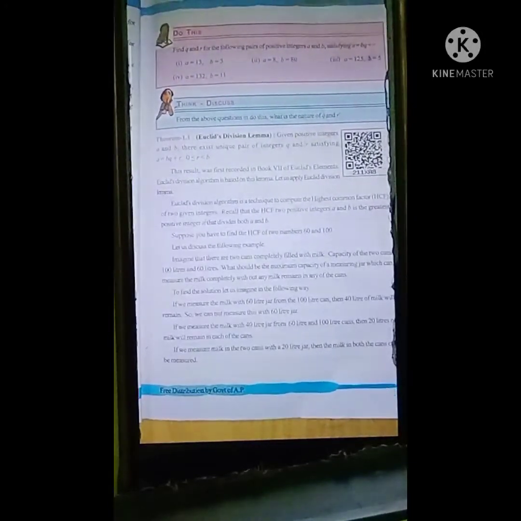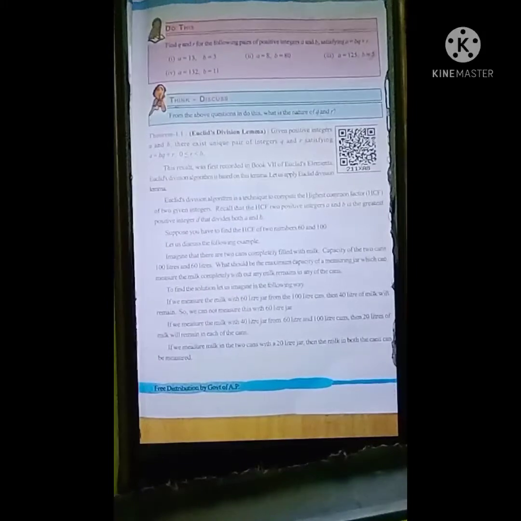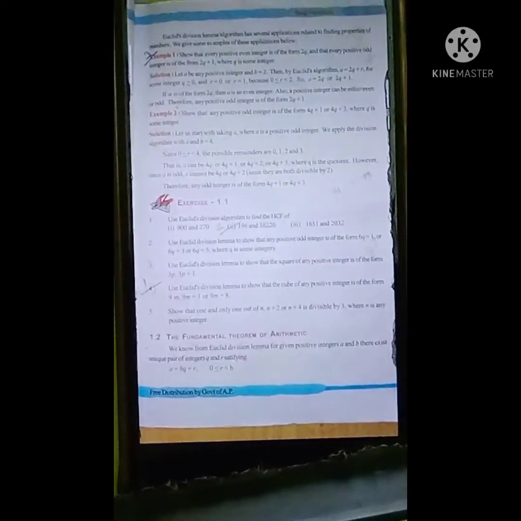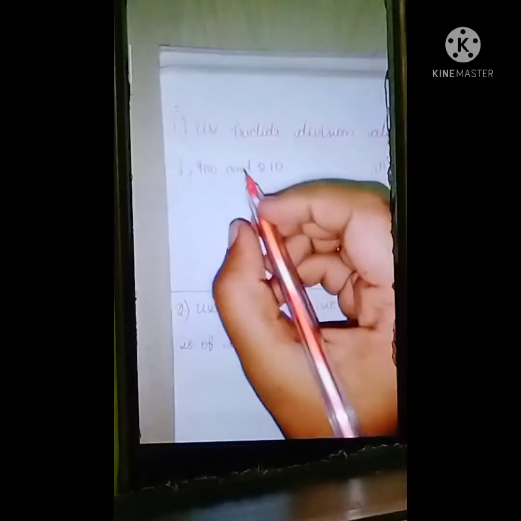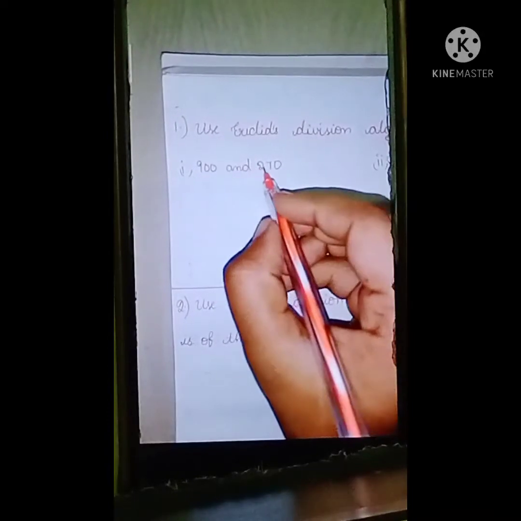Now we are going to solve exercise 1.1. This is our exercise 1.1. Now we are going to solve the problem. See here, our first question is to find, using Euclid's division algorithm, the HCF of these 3 cases. So the first one, 900 and 270.